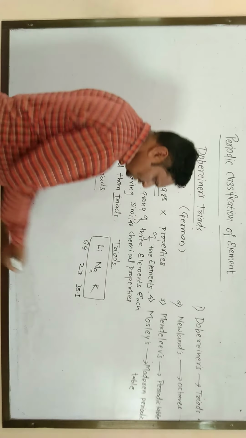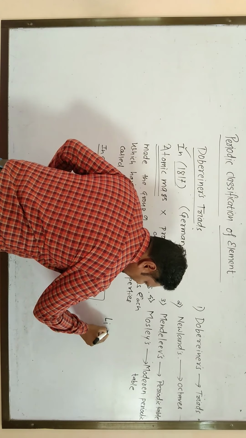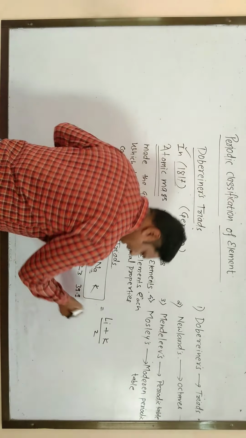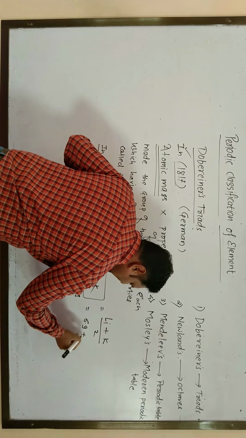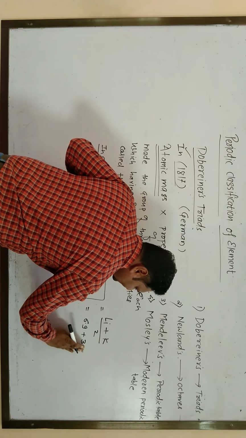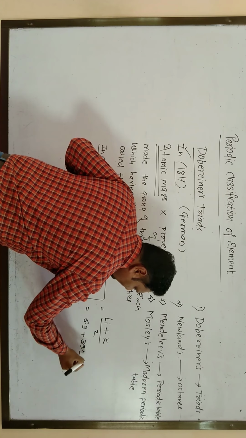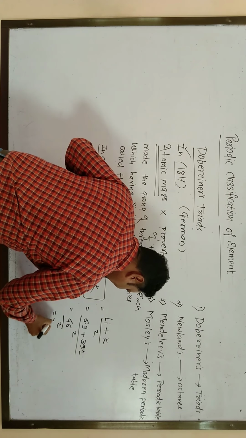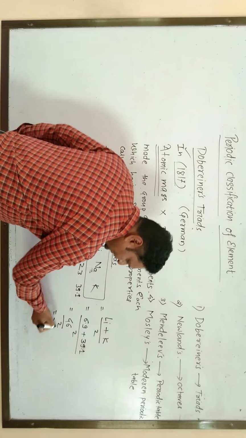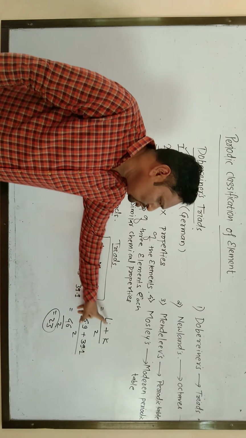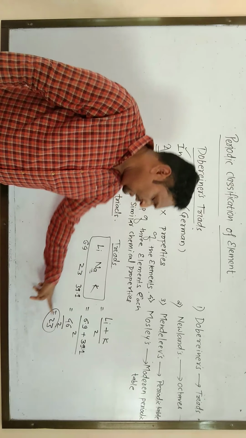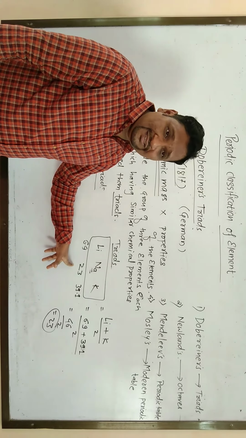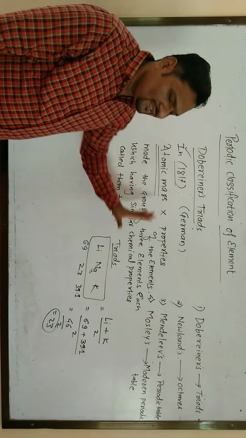So calculate the mean. Lithium plus potassium divided by 2. Write down their atomic masses: 6.9 plus 39.1 divided by 2. So it's 46 divided by 2. It is 23. So here, students, the average mean of these two elements is also 23, while the middle element sodium has atomic mass 23. It proved Döbereiner's triad law.